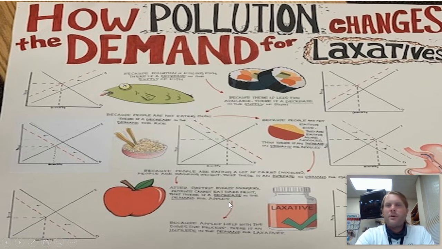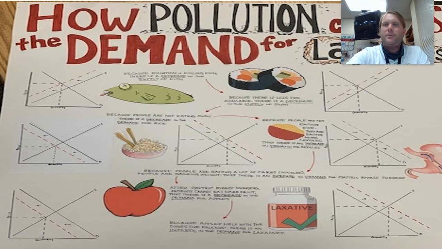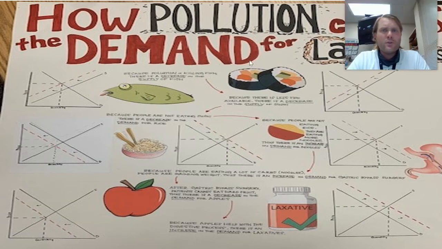So this last one I'm going to show you is how does pollution change the demand for laxatives, and I'm going to cover that up at the top there. So first of all, I'll say we got some pollution and it kills some fish. Okay, so we got a decrease in supply of fish. Notice they got their graph labeled, axes and curves, and it's pretty clear how it shifts. Then it says we got a decrease in supply of sushi because obviously fish goes into sushi, which means that we're not eating as much rice because rice goes into sushi, so it's a decrease in demand for rice.